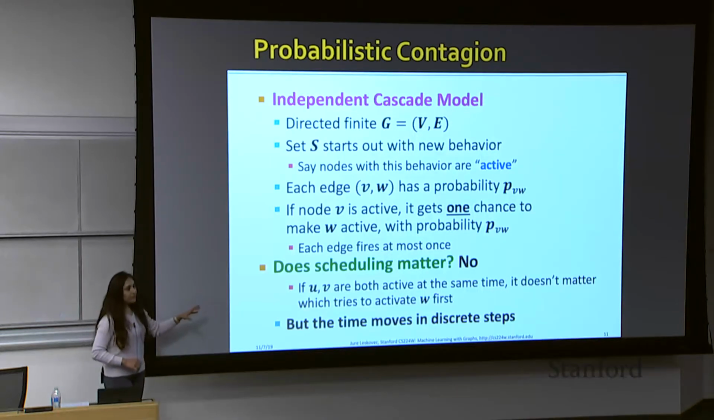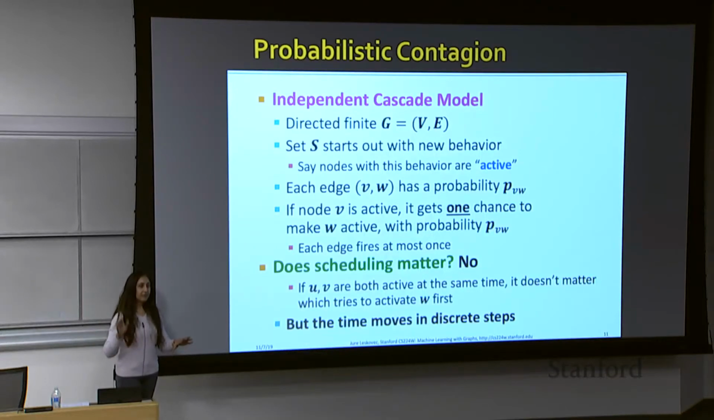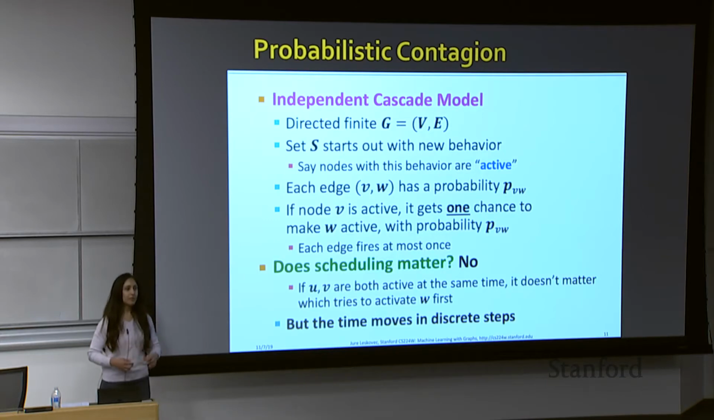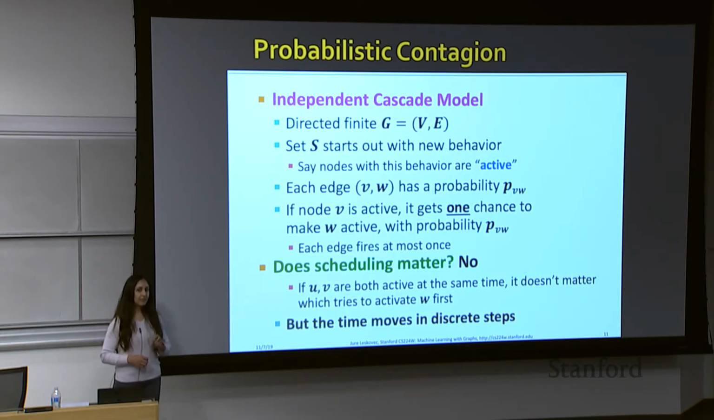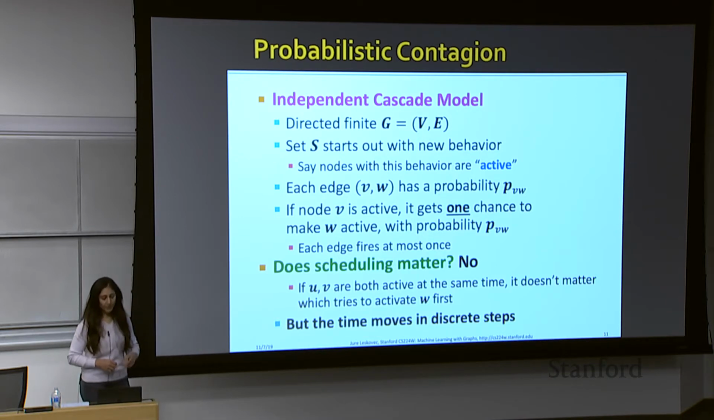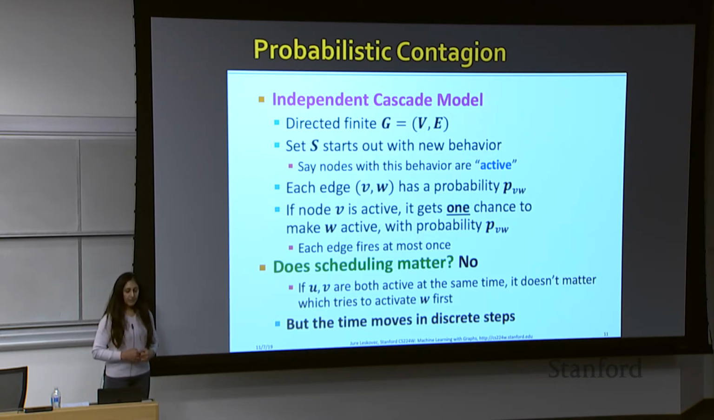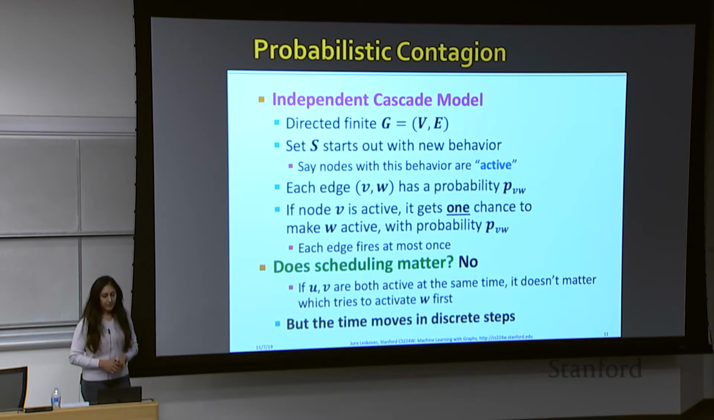So it doesn't matter, among my friends, who is trying to activate me first. If I'm activated, then I stay active. And it really doesn't matter how many people can activate me, so nobody is counting me twice. So the number of activated people is what matters. And everybody has one chance.